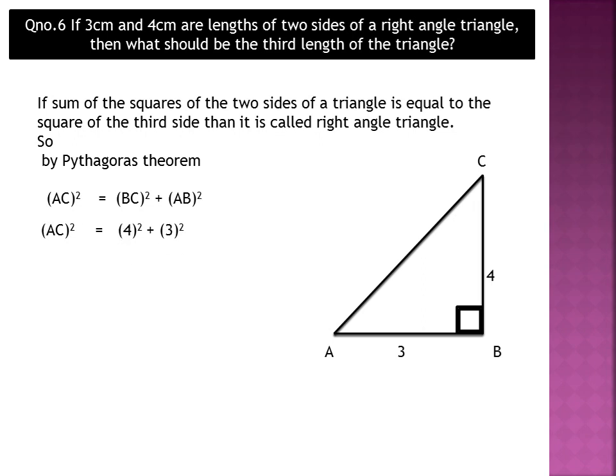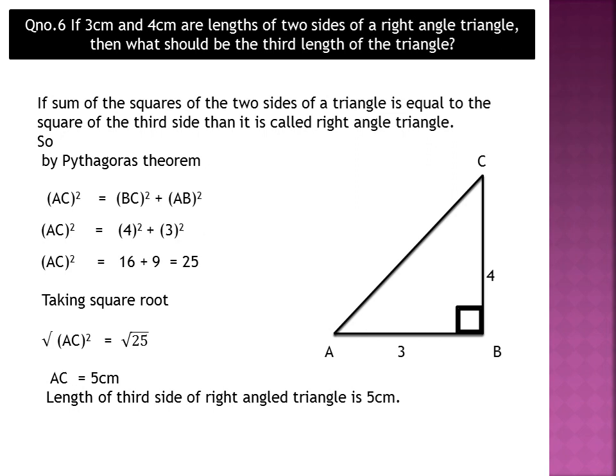We will get the next equation, AC square equal to 4 square plus 3 square. Now by expanding the squares on the right hand side, we will get the next equation, AC square equal to 16 plus 9, which will give us 25. Now take the square root on both sides. We will get the third side AC, which is equal to 5 cm. So the length of the third side of the right angle triangle is 5 cm.